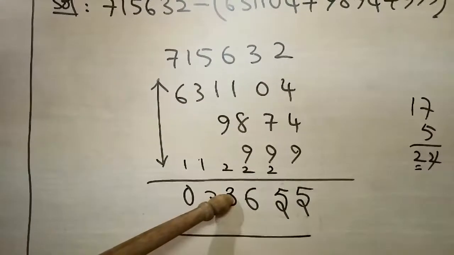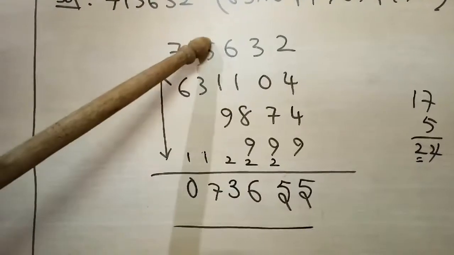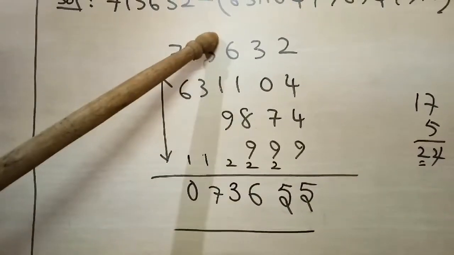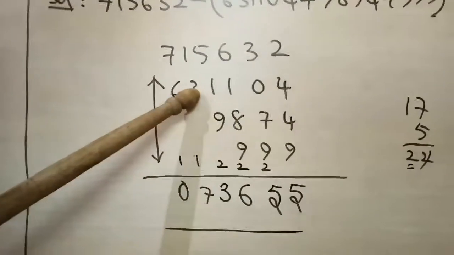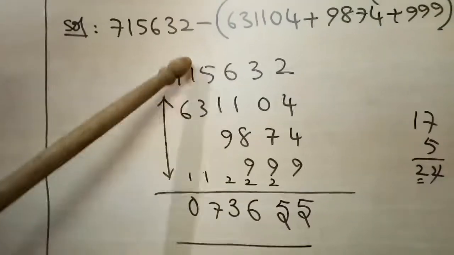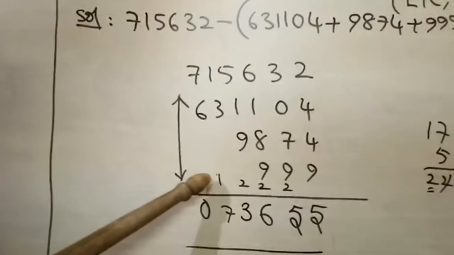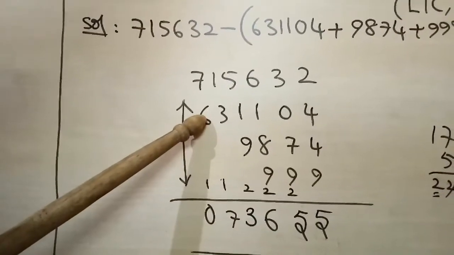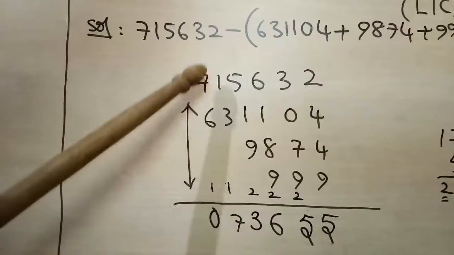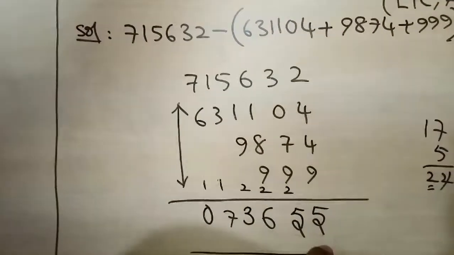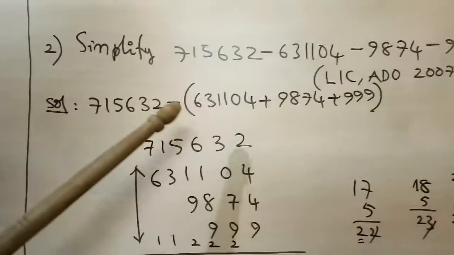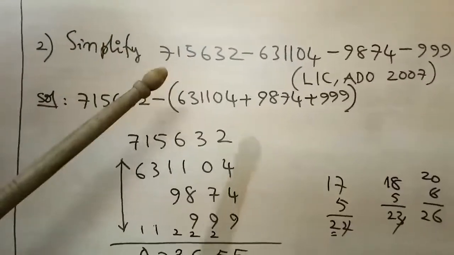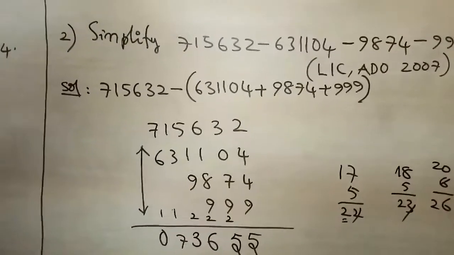12 plus 3, 15. 1 plus 3, 4. 4 plus 7, 11. 1 plus 6, 7. 7 plus 0, 7. Therefore, this is the answer. Here solved, simplified in a single step. That's it. Next, we will see this.